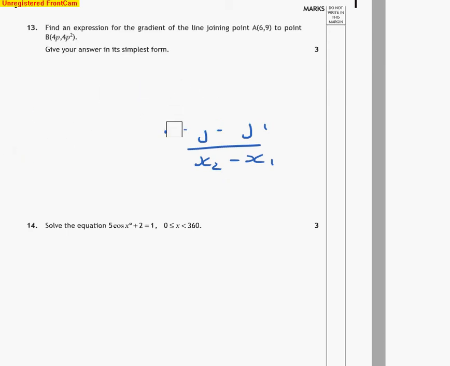I'm just gonna start up here. Okay, so let's call this our second point. We'll call this our first point. Okay, so y2 is 4p squared minus y1, which would be 9, divided by 4p minus 6. Now, what's in the simplest form?